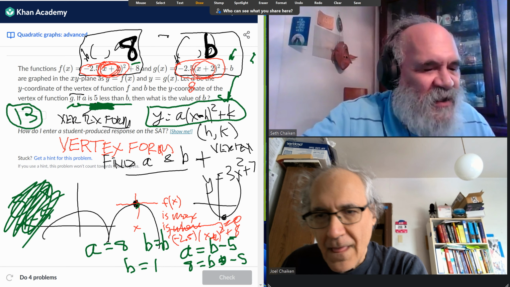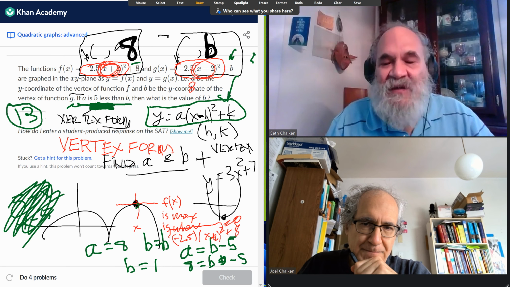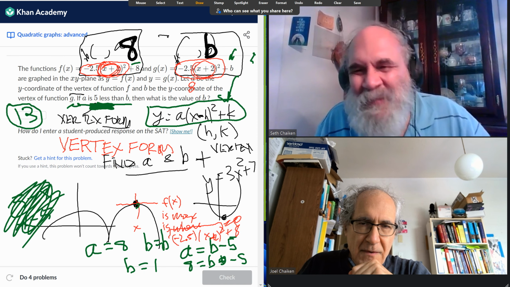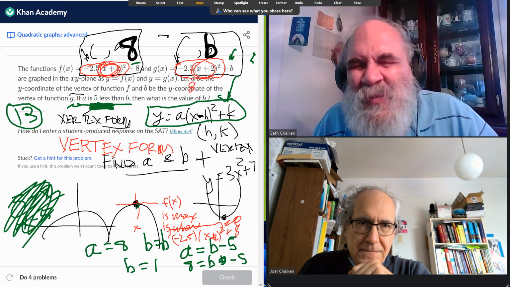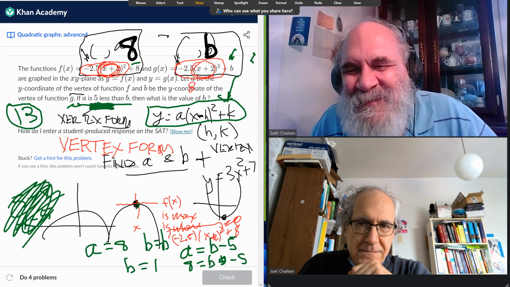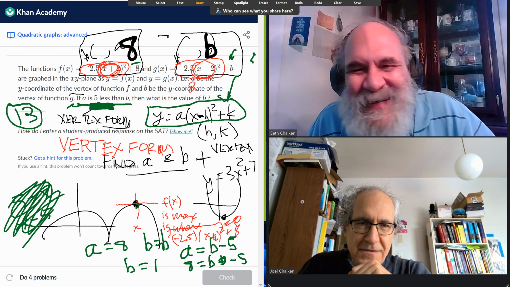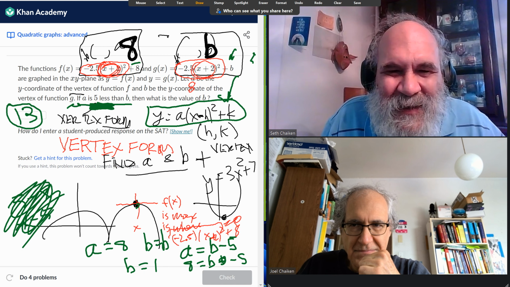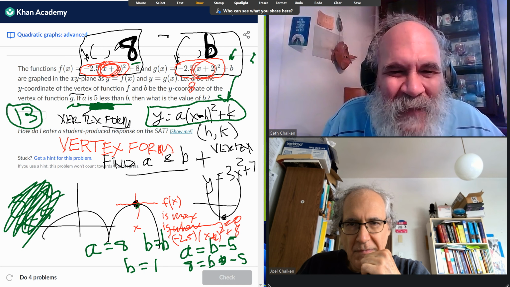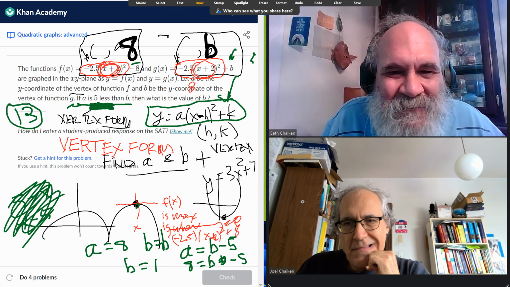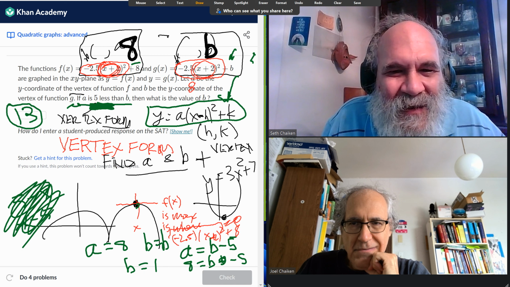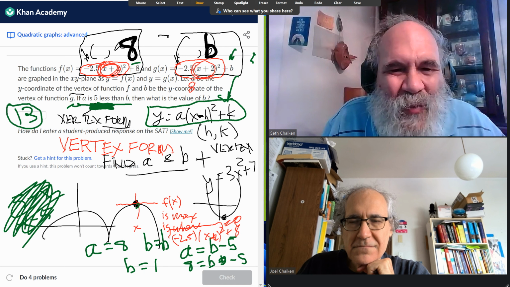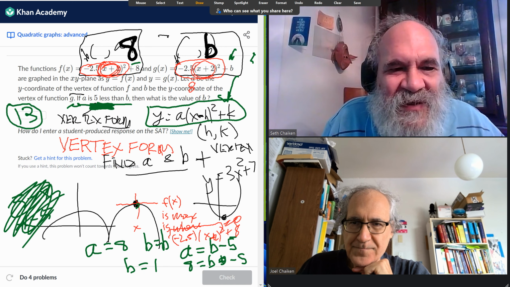Well, this is an example which we've seen in other SAT questions, that they'll use a variable and tell you what the value of the variable is. That's pretty silly, right? Let A be the y coordinate of the vertex of F, and B the y coordinate of the vertex of G.